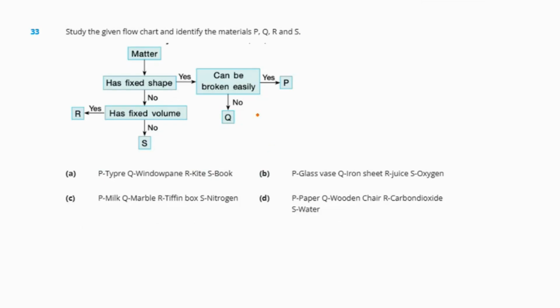Study the given flowchart and identify the materials P, Q, R, and S. So first one, is it a matter? Yes. Has fixed shape? Yes. Can be broken easily? Yes. So P can be broken very easily.